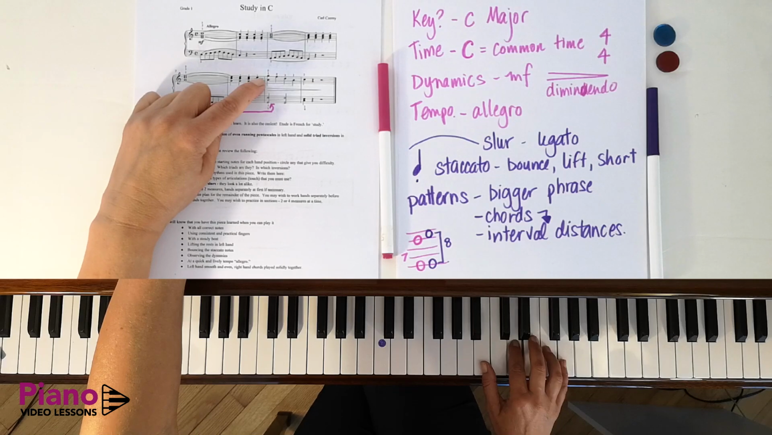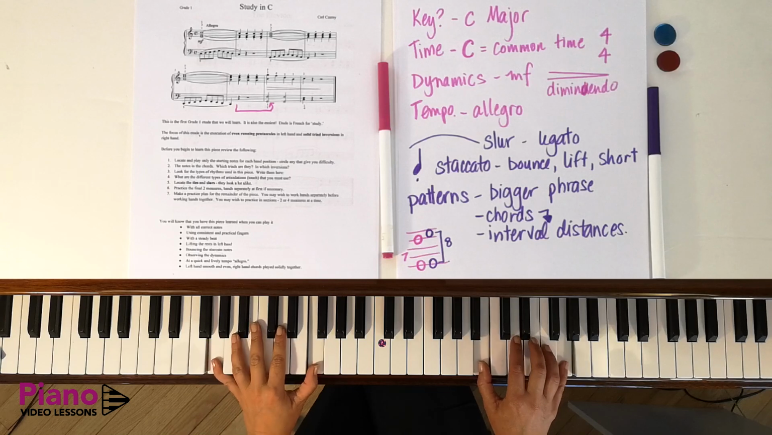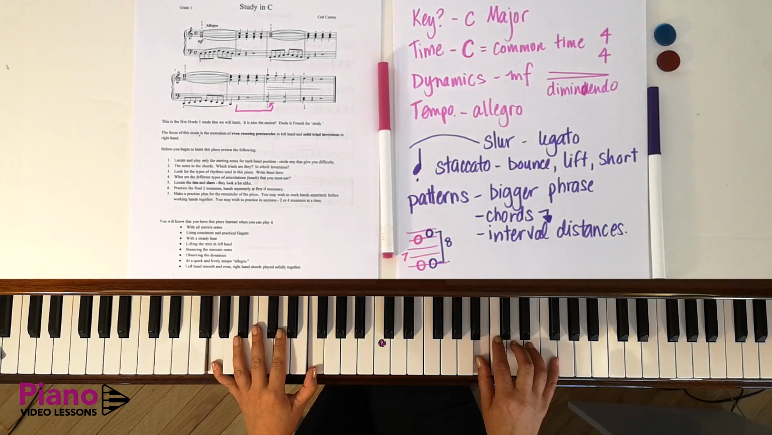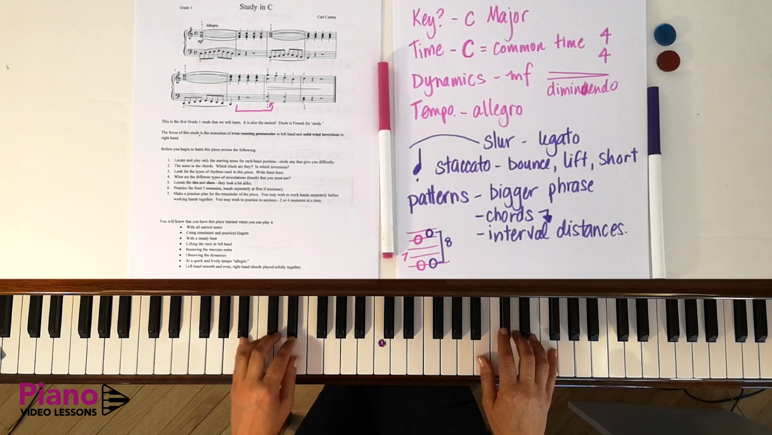1, 2, 3, 4. 1, rest, 3, 4. Again, 1, 2, 3, 4. 1, rest, 3, 4. Now the left hand is going to play the 7th. And again, now when you close this into C, you're also going to close this in to play that skip, fingers 4 and 2. So here's that ending.